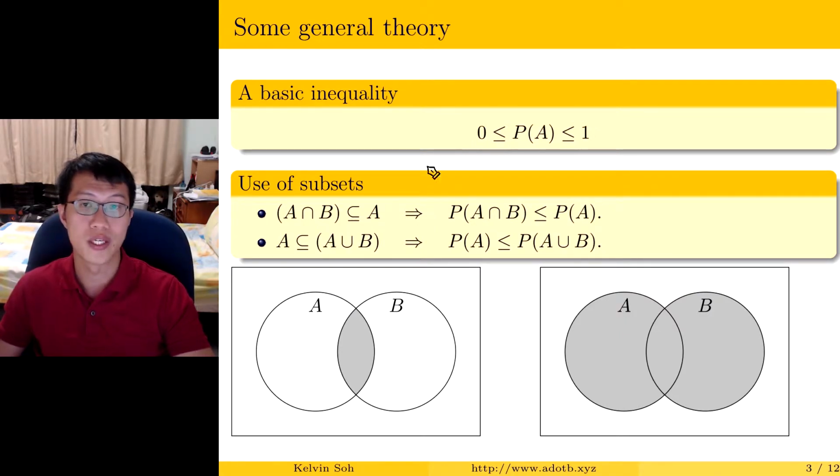One way to do that is through the use of subsets. For example, the intersection of A and B is a subset of the set A. This can be seen from the Venn diagram where this region is clearly smaller than the region A. So hence, the probability of A intersect B has to be less than or equal to the probability of A. Similarly, the set A is a subset of the union A union B. Hence, the probability of A has to be smaller than the probability of A union B. Such subsets give us a quick way to come up with inequalities.